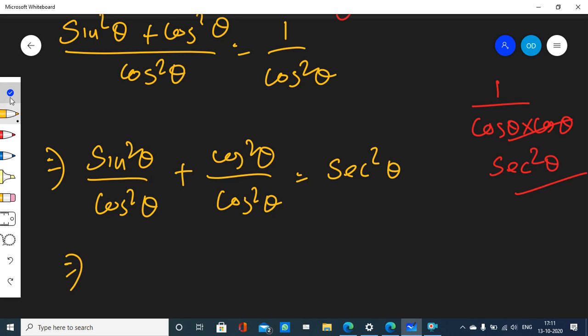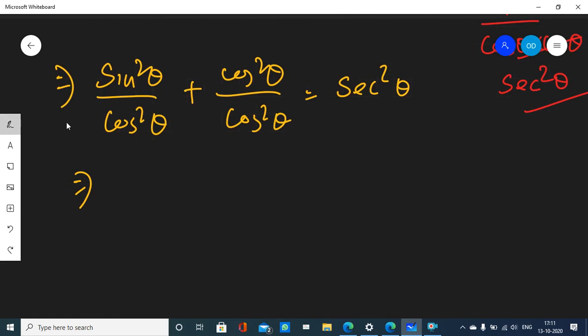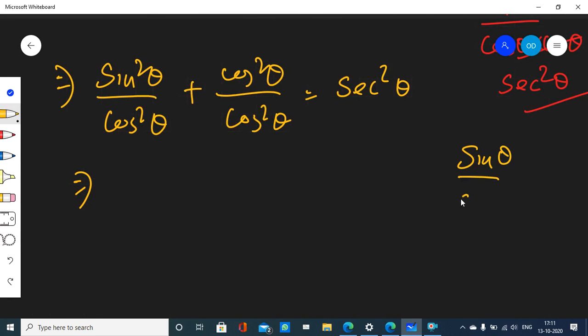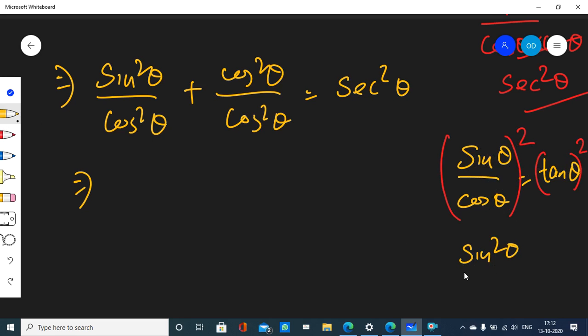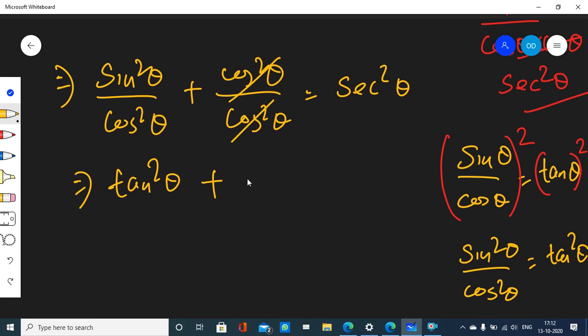Okay. And you know that sin theta by cos theta is equal to tan theta. Now if I square both sides, sin theta by cos theta whole square means numerator square by denominator square, means sin square theta by cos square theta. It is equal to tan square theta. So sin square theta by cos square theta is equal to tan square theta, plus this 1 is equal to sec square theta.